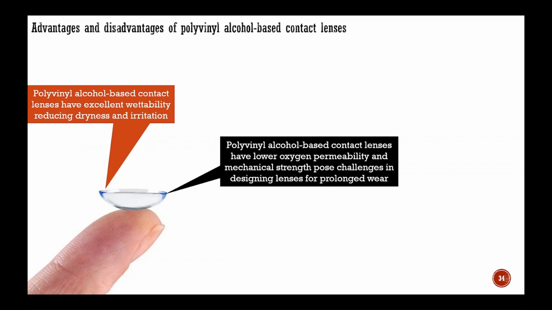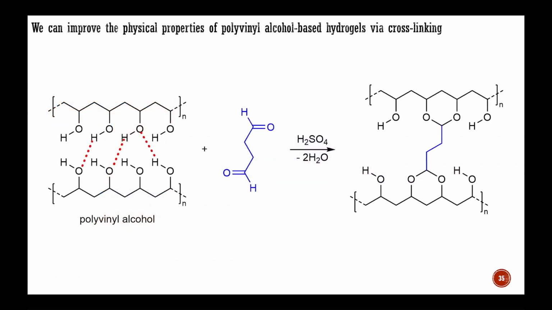One way to improve the physical properties of polyvinyl alcohol-based hydrogels is through cross-linking. In a hydrogel, individual polyvinyl alcohol chains can be connected to form a stronger, more stable network. A common approach is to form acetal bonds using a dialdehyde. In this reaction, the dialdehyde reacts with hydroxyl groups on two different polyvinyl alcohol chains, linking them together through acetal bonds, something you may recall from our discussions on organic chemistry and the chemistry of sugars.